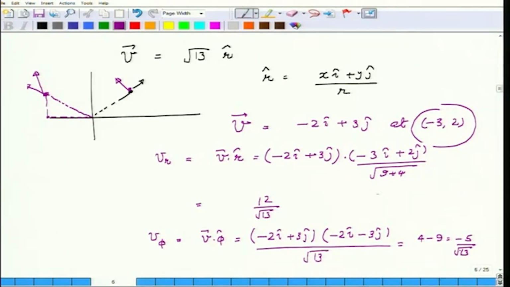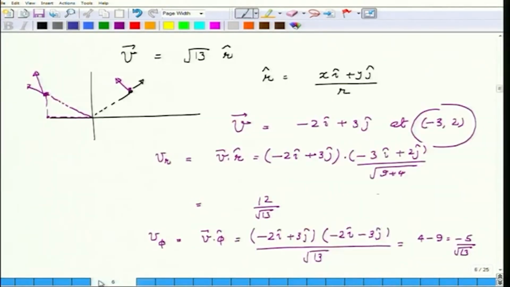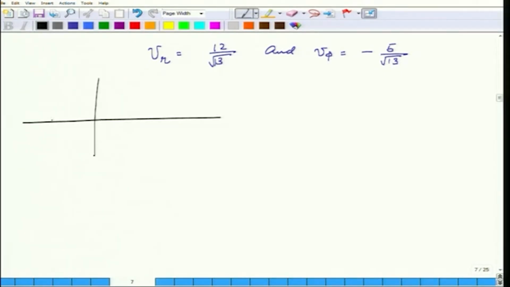Alright, so let's go to the next page and write it again. We got Vr equal to 12 over square root of 13, and V phi equal to minus 5 over square root of 13. And the particle is at position minus 3 and 2, somewhere here.